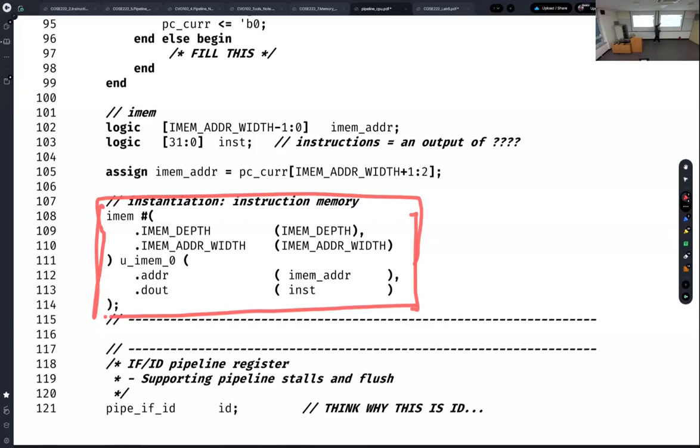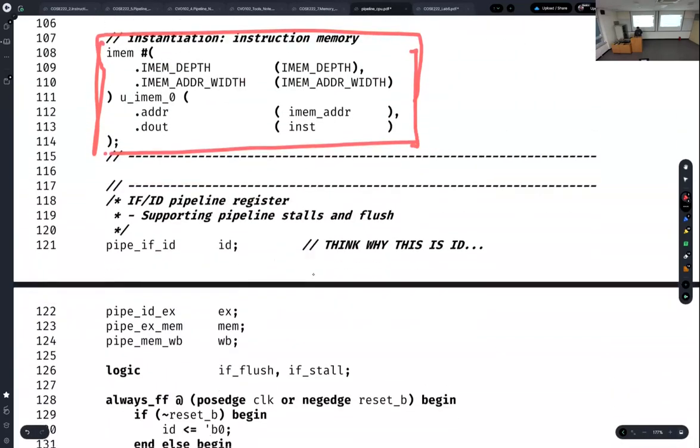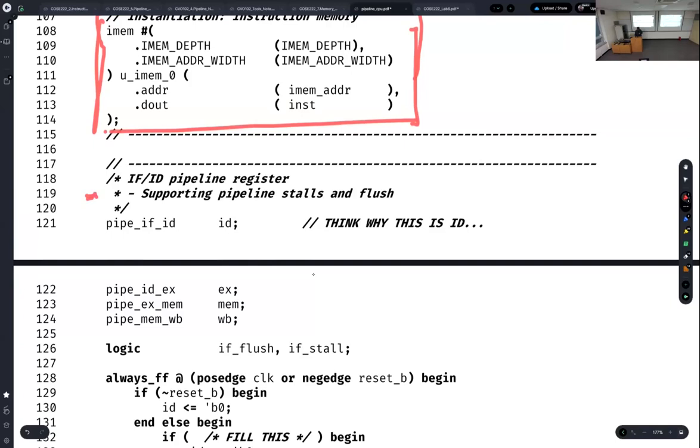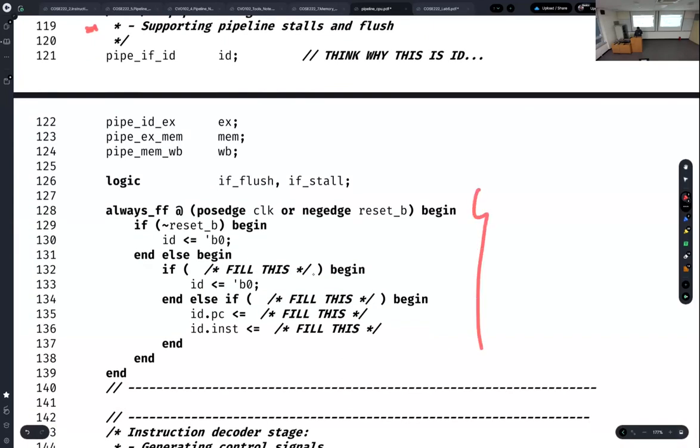It's a complete key. And also you can find that the next step is the instruction fetch and ID pipeline register. Actually, it's a field you need to fill in, but I already showed the answers, right? But please understand how to implement this pipeline register.